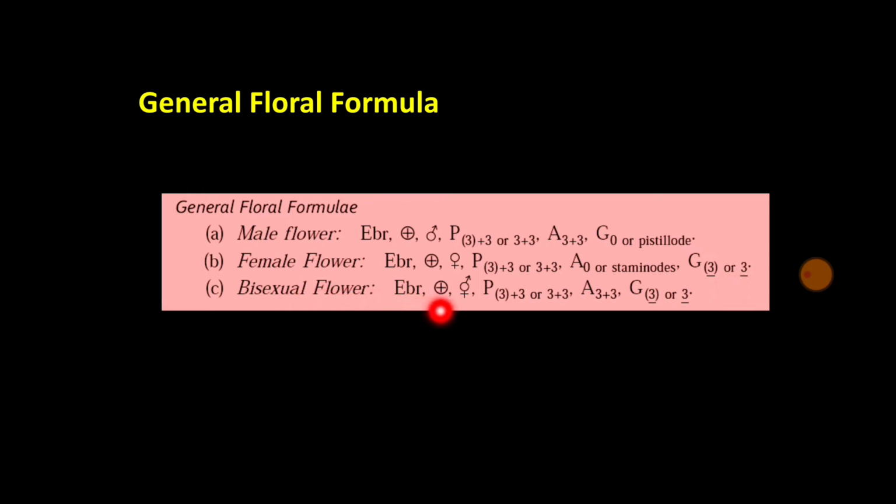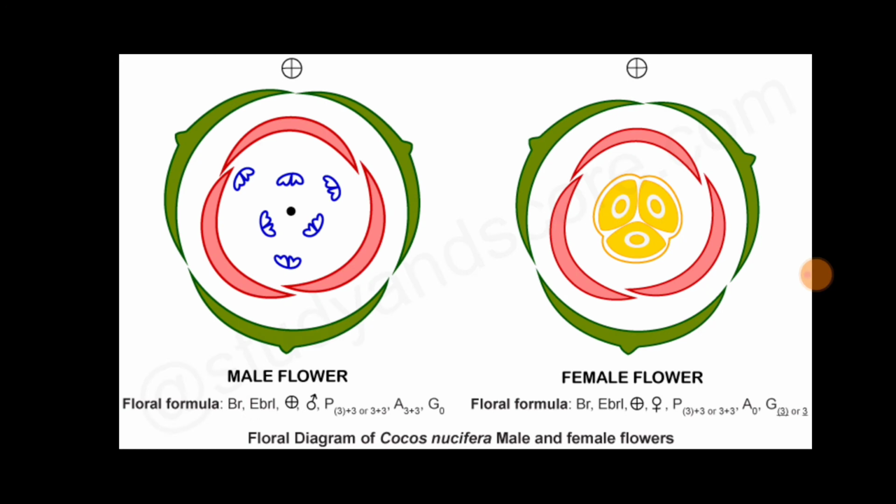Bisexual flower: ebracteate, actinomorphic, bisexual, P, perianth parts 3 plus 3 or (3) plus 3. Androecium 3 plus 3, stamens are 6 in number in 2 whorls of 3 each. Gynoecium tricarpellary syncarpous or apocarpous, and ovary is superior. Let us study the floral diagram. So this is the floral diagram of male flower of Cocos nucifera. So here you can see trimerous flower, the tepals and stamens. There are no carpels, and in female flowers no stamens. 3 carpels can be seen in the center.